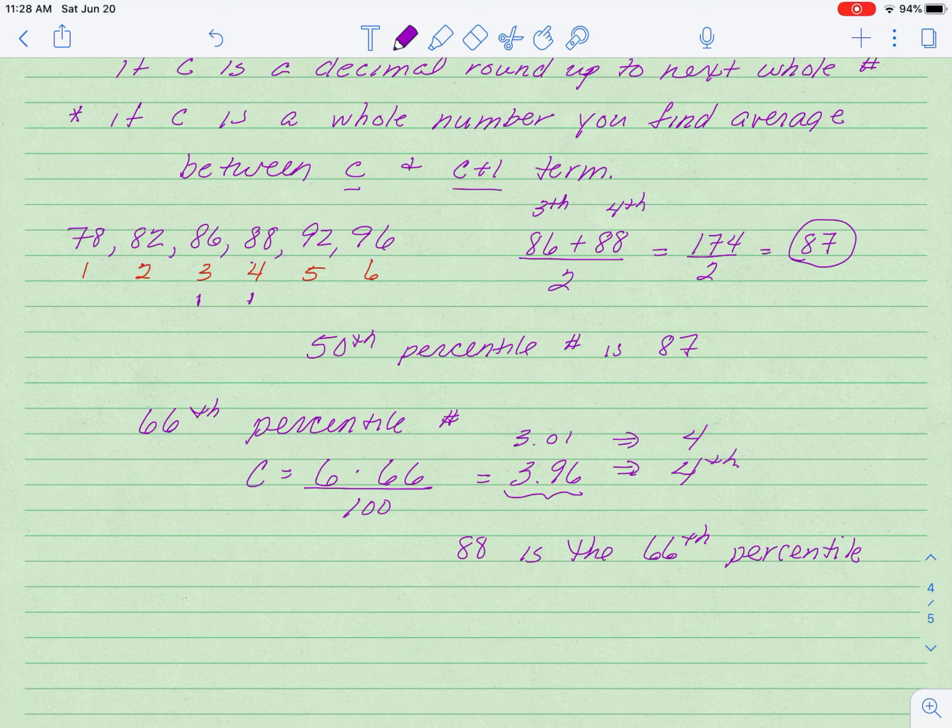Okay, so that's percentiles. The next thing we want to do is we're going to look at quartiles and check for outliers.